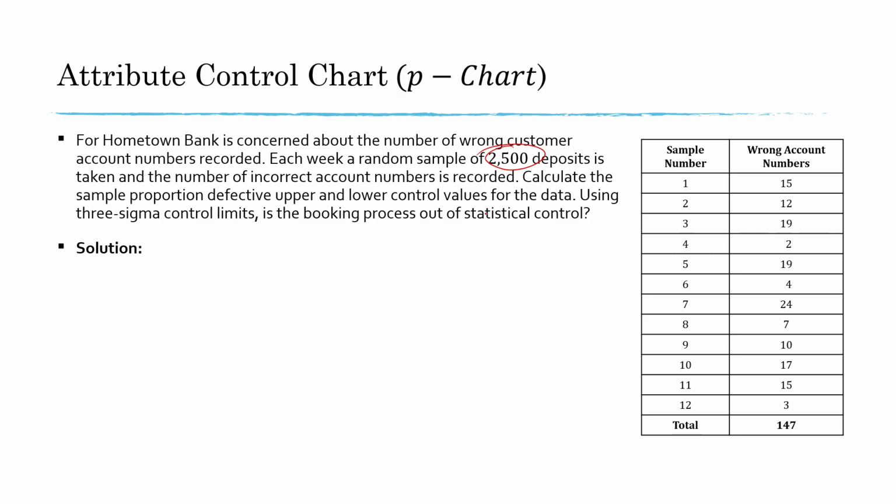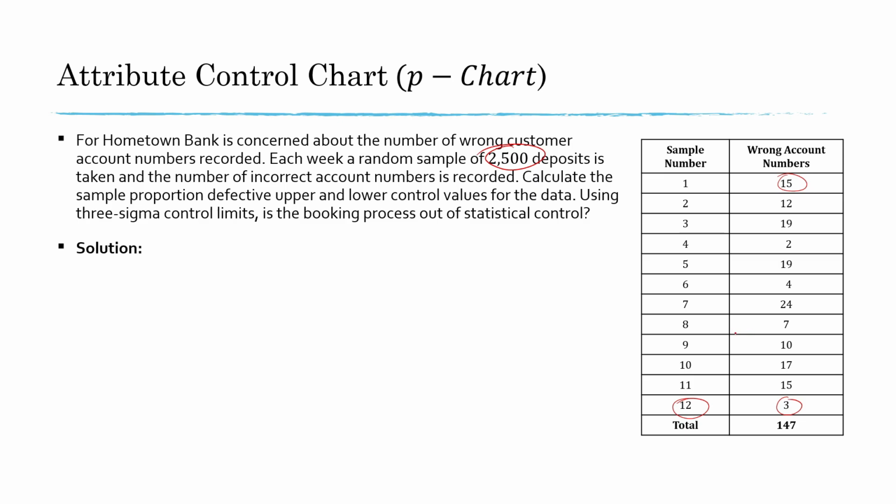Using three sigma control limits, you are required to analyze whether the booking process is in control or out of control. Here we have the information about the data. We have in total 12 samples and each sample is 2500 data points. Now for each sample, we have the information of wrong account numbers. For sample 1, there are 15 wrong account numbers recorded, and for sample 12, wrong account numbers were 3.